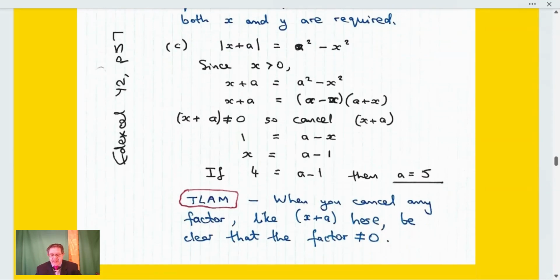Do make sure when you cancel any factor of an equation that factor can't be 0, and ideally say that, state it. Because if that could be 0, you're probably going to get an extra solution to the equation that you don't want to miss out on.